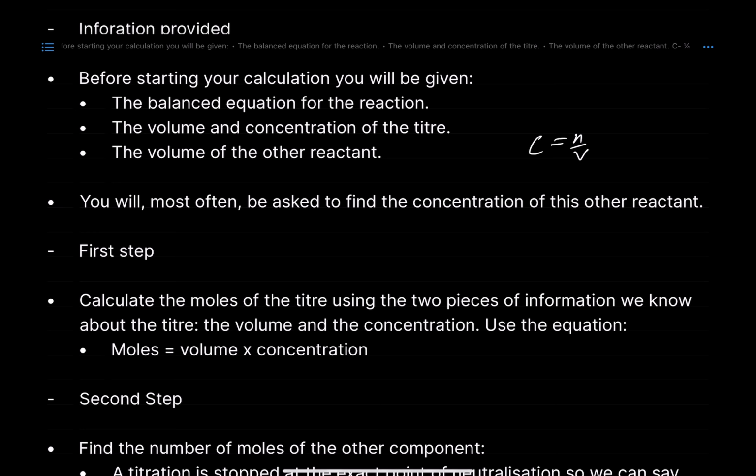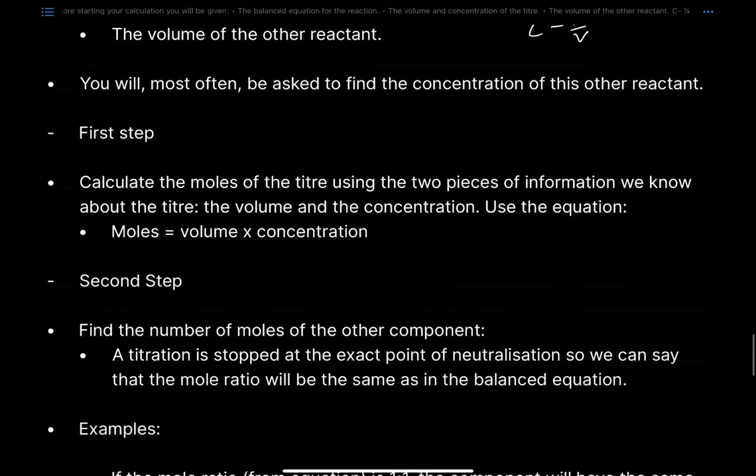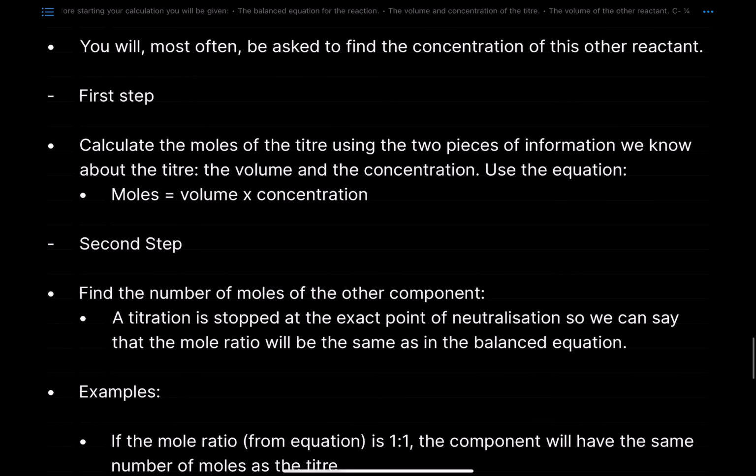You'll most often be asked to find the concentration of this other reactant. The first step is calculating the moles of the titer using the two pieces of information that we know about the titer, so the volume and the concentration. We use the equation moles is equal to volume times concentration. The second step is that we find the number of moles of the other component.